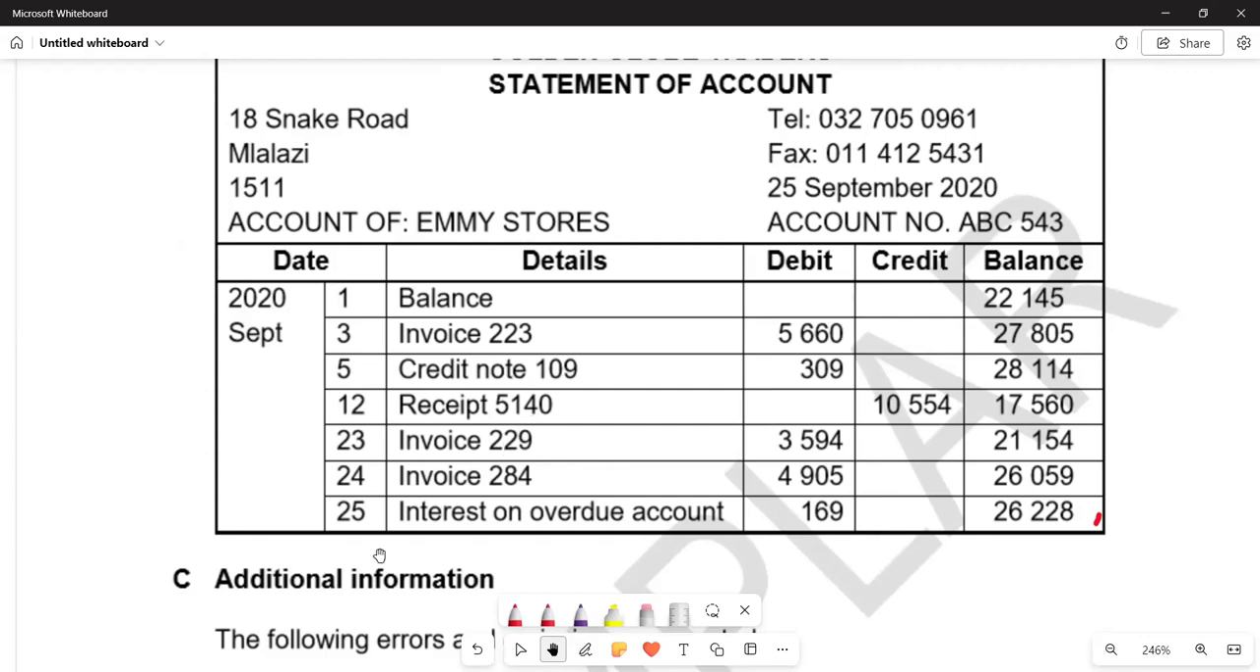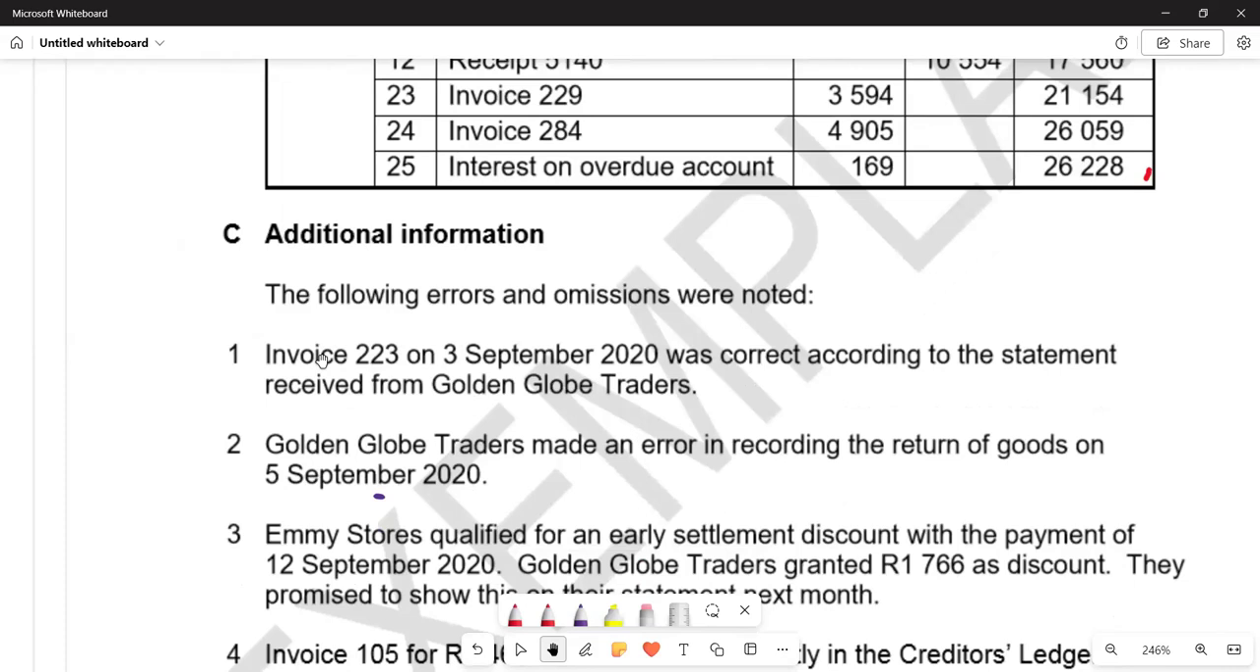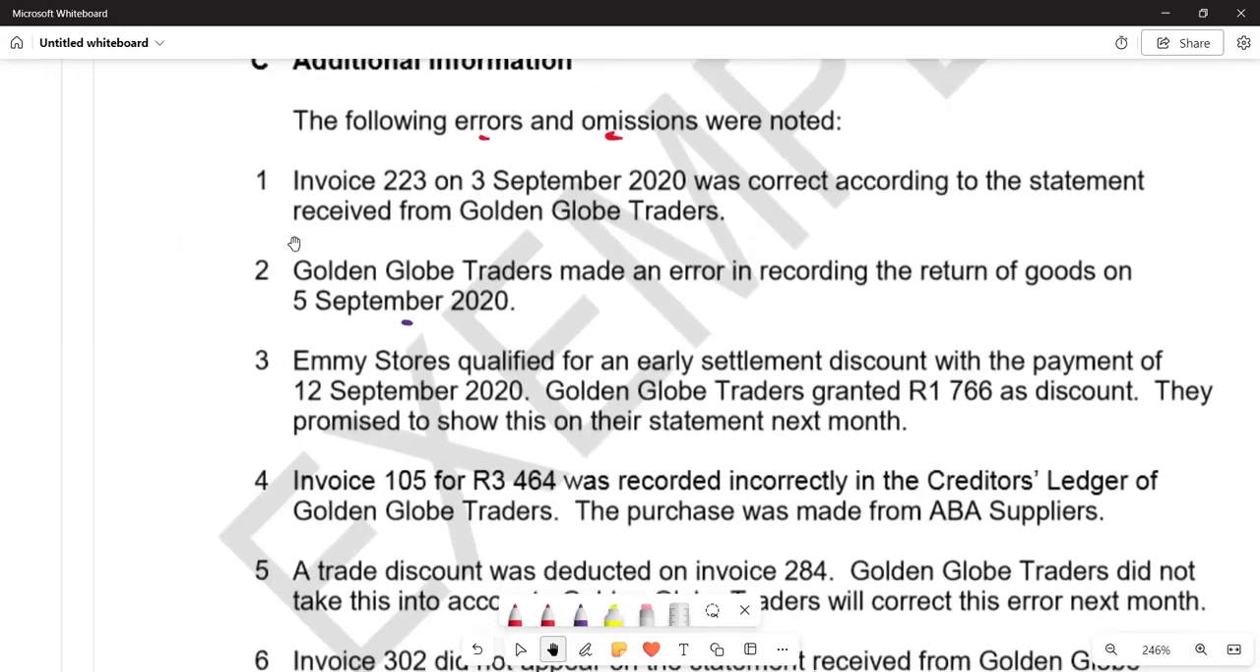So if you go to information C now, that's where we have got the additional information, and it reads the following errors and omissions were noted. So errors and omissions are the reasons why these two balances won't balance. So we have to prepare a reconciliation basing on the errors and omissions that are listed here. We're going to go through each and every error and omission and adjust in the answer section accordingly. You'll see that the additional information in terms of errors and omissions ranges from 1 going down to 7.